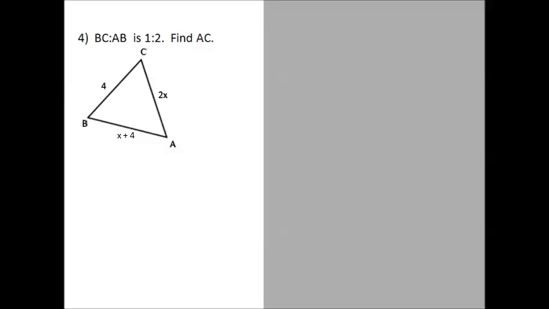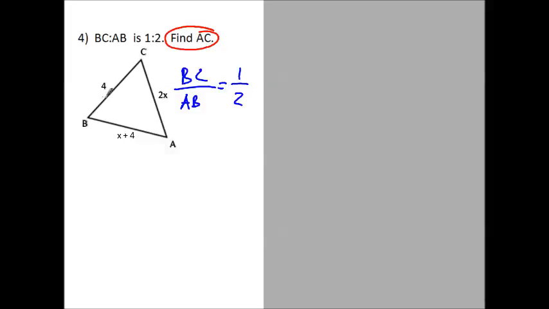Now, how can we use proportion to find out side lengths? Here's an example. The proportion of BC to AB is 1 to 2, and we are supposed to find AC. So let's write down our proportion. BC over AB is equal to 1 over 2. Now let's go and fill in everything we have.